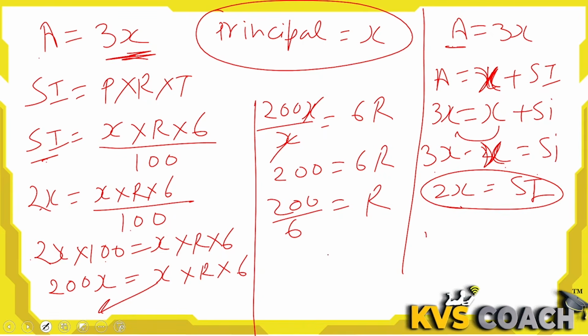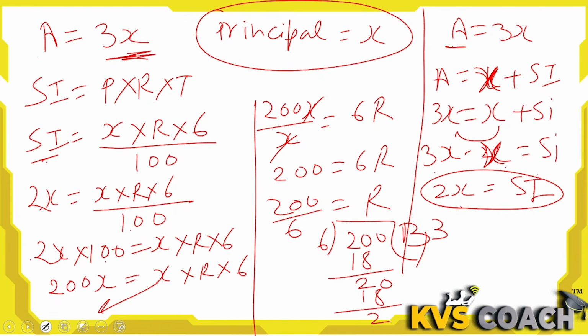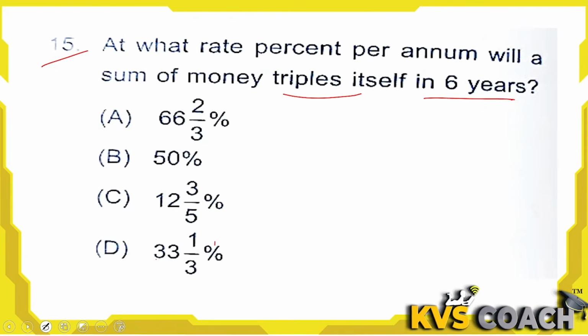Let's divide 200 by 6. 6 ones are 6, 6 threes are 18, so the quotient is 33 and the remainder is 2. So the value is 33 1 by 3. This is the rate of interest, 33 1 by 3%. Option D is the right answer here.